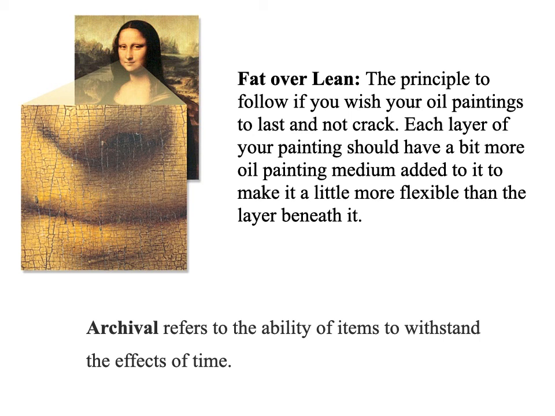A lot of Da Vinci's pieces, because they were just figuring out the properties of oil paint, actually have issues with cracking or paint falling off. So what we're trying to do is follow the fat over lean process. It's something I'll talk you through as we start painting, so that your image is archival. Archival refers to the ability of items to withstand the effects of time.